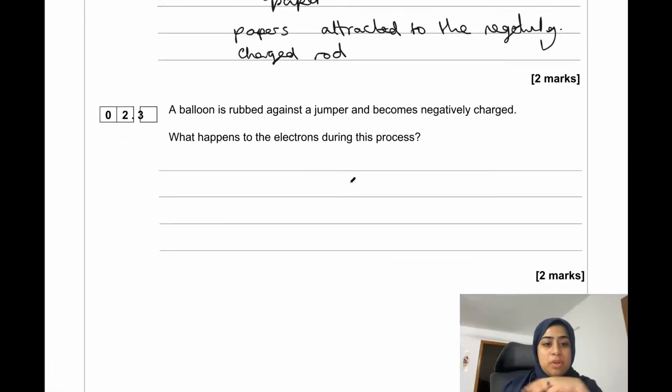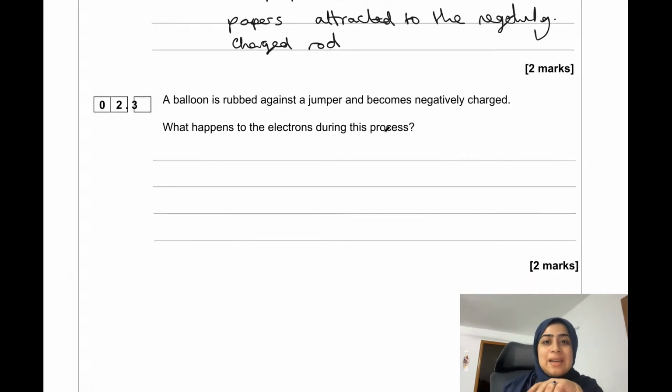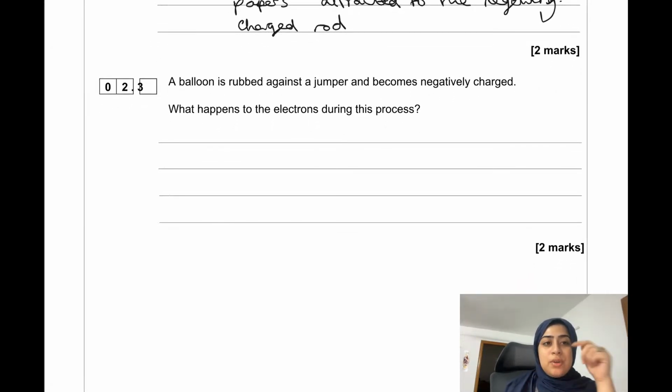Again, this is more on static electricity, which means that it's actually very likely for a static electricity topic to come in the paper tomorrow. So it says a balloon's rubbed against a jumper and becomes negatively charged. If any of this doesn't make sense, please review static electricity. What happens to the electrons?